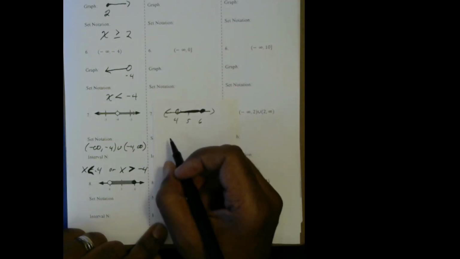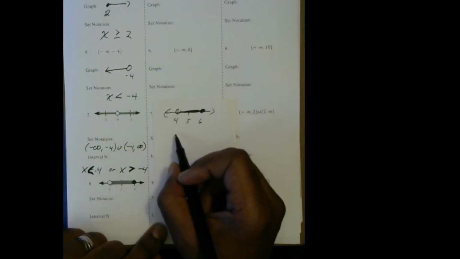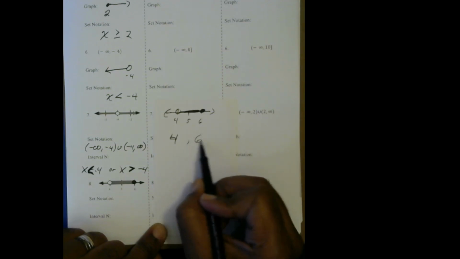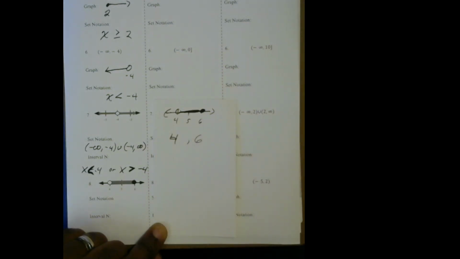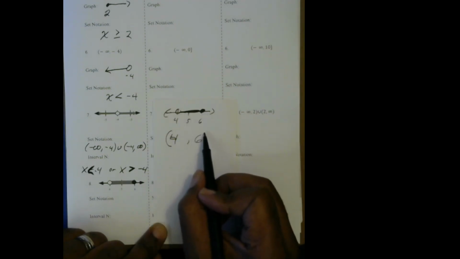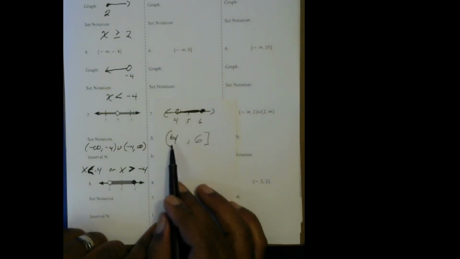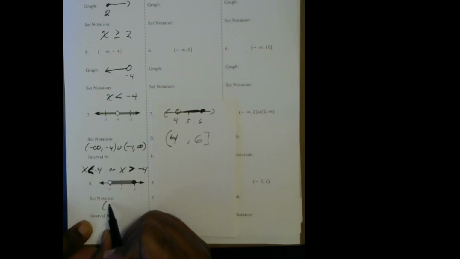This will be for interval notation. To the left, it goes no further than 4. And then to the right, it goes no further than 6. Now 4 is not being used, so we use a parenthesis. 6 is used, so we use a bracket. So this is how far to the left and how far to the right you go. So interval notation will be parenthesis 4, 6, and bracket.